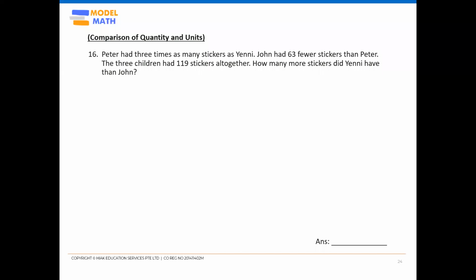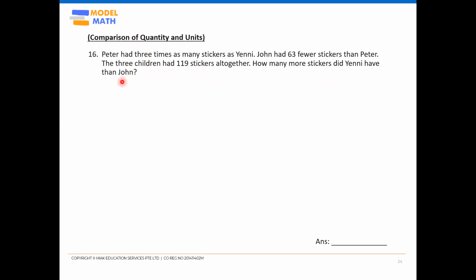So let's take a look at this question. Peter had 3 times as many stickers as Yenni. John had 63 fewer stickers than Peter. The 3 children had 119 stickers altogether. How many more did Yenni have than John?